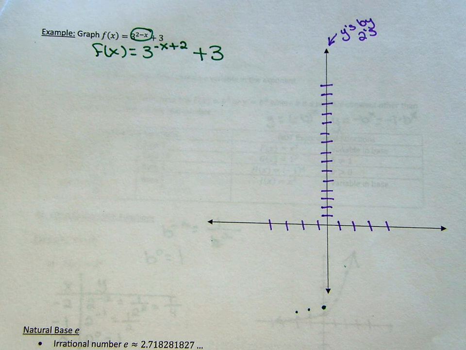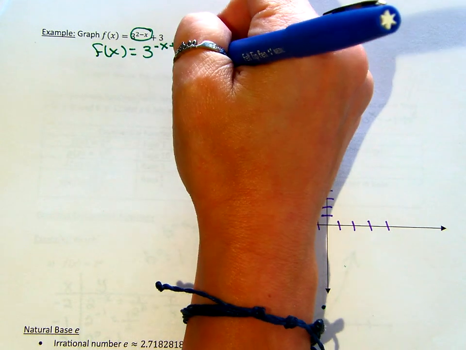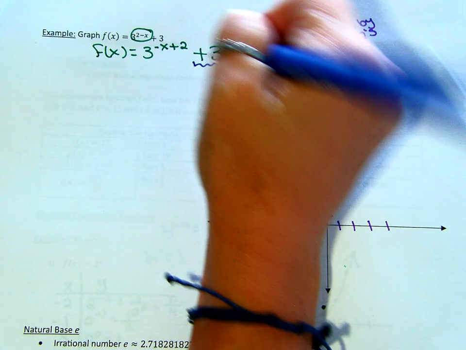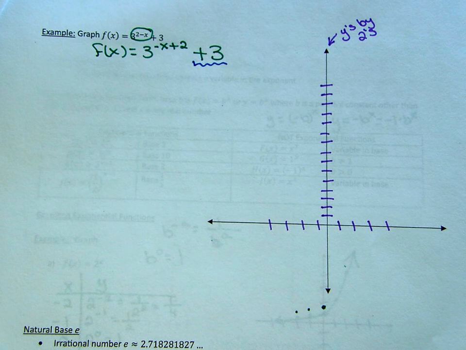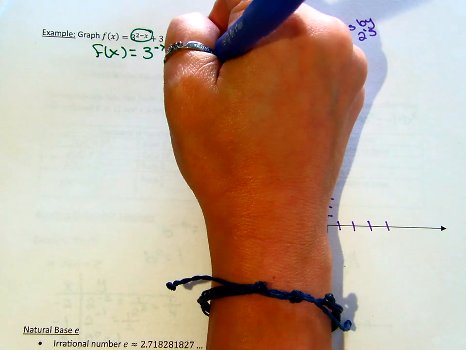What does this plus 3 out here tell me? Let's start there. That one's usually the easiest one. Thinking back to 2.5, if we put plus or minus a number outside of our function, what did that affect? That's our vertical shift. Yeah, and vertical shifts always go in the direction you would think. So this is going to shift everything up 3 units.